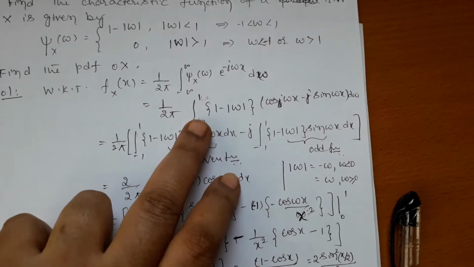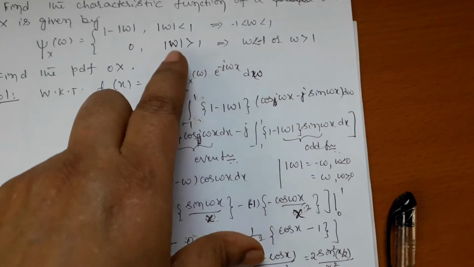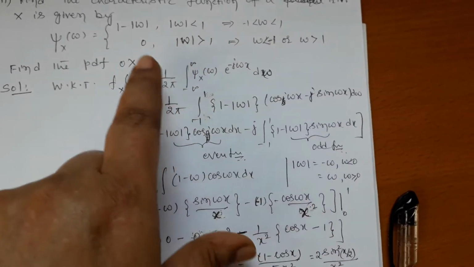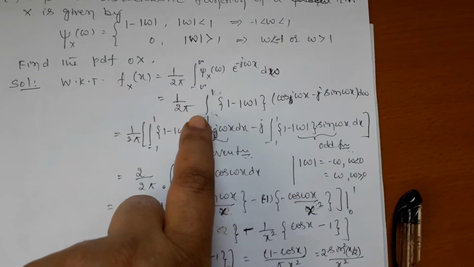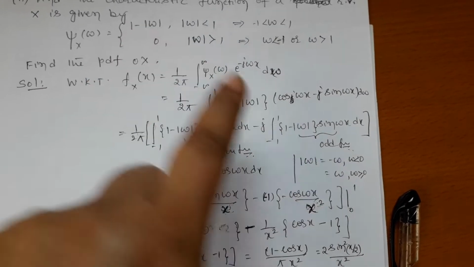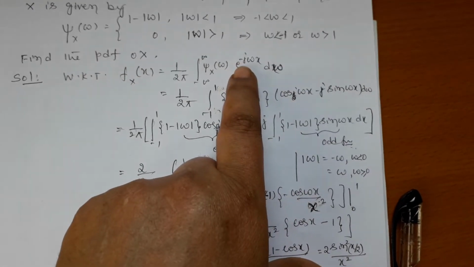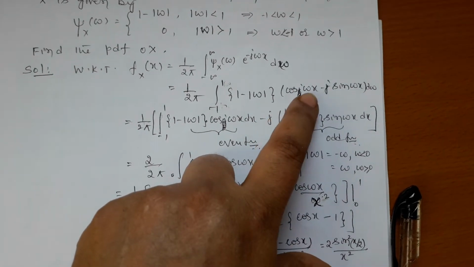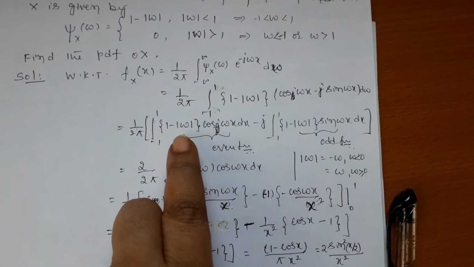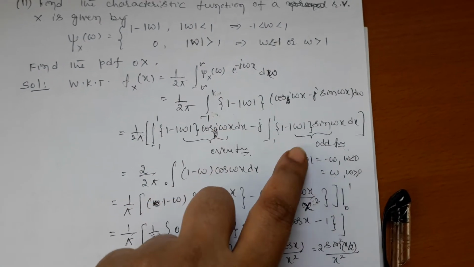Now we have to change this integral, because except between minus 1 and 1, in the rest of the cases the value must be 0. Therefore, we take the limits minus 1 to 1. The function is 1 minus modulus of omega, and I'm expressing this in terms of real and imaginary parts: cos omega x minus j into sin omega x. Now, see, I have to multiply it with cos and multiply it with sin.